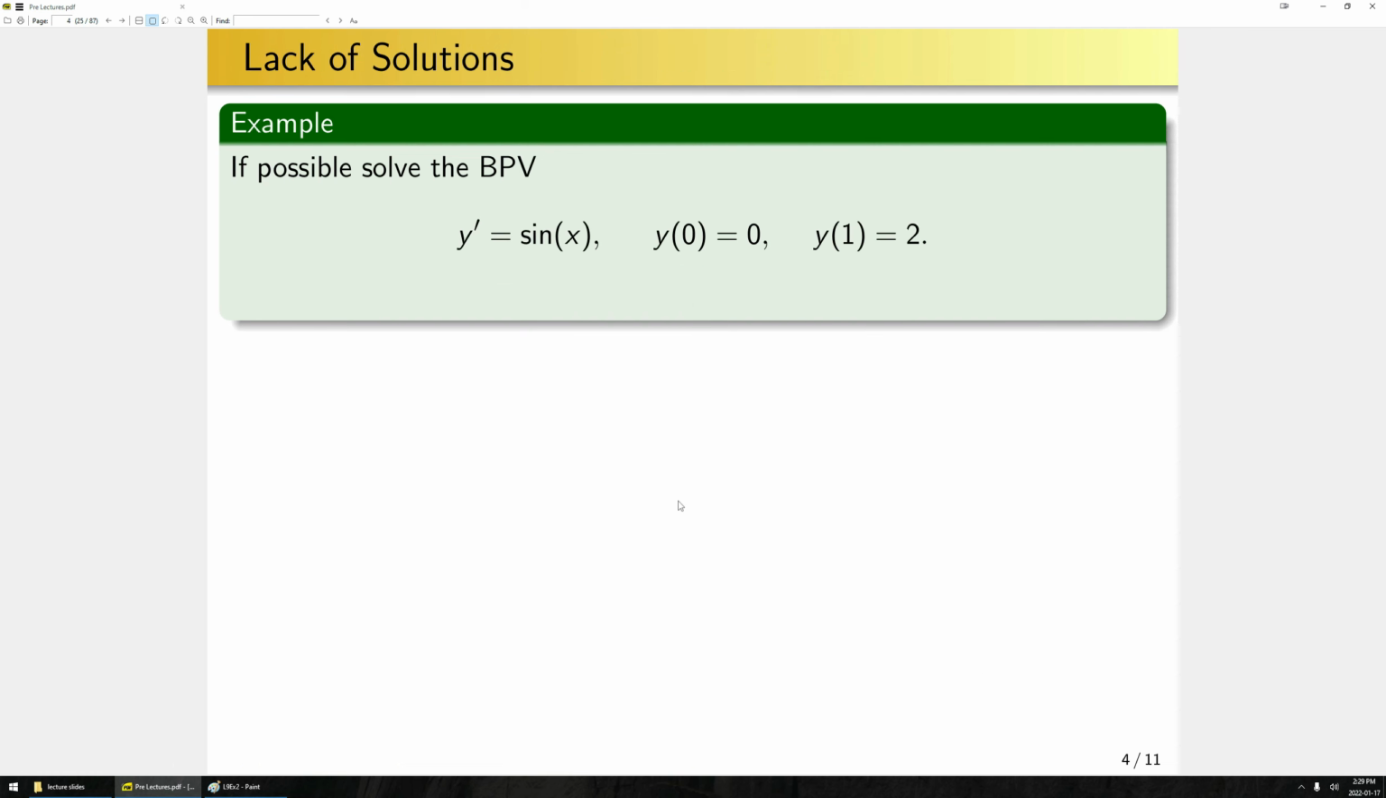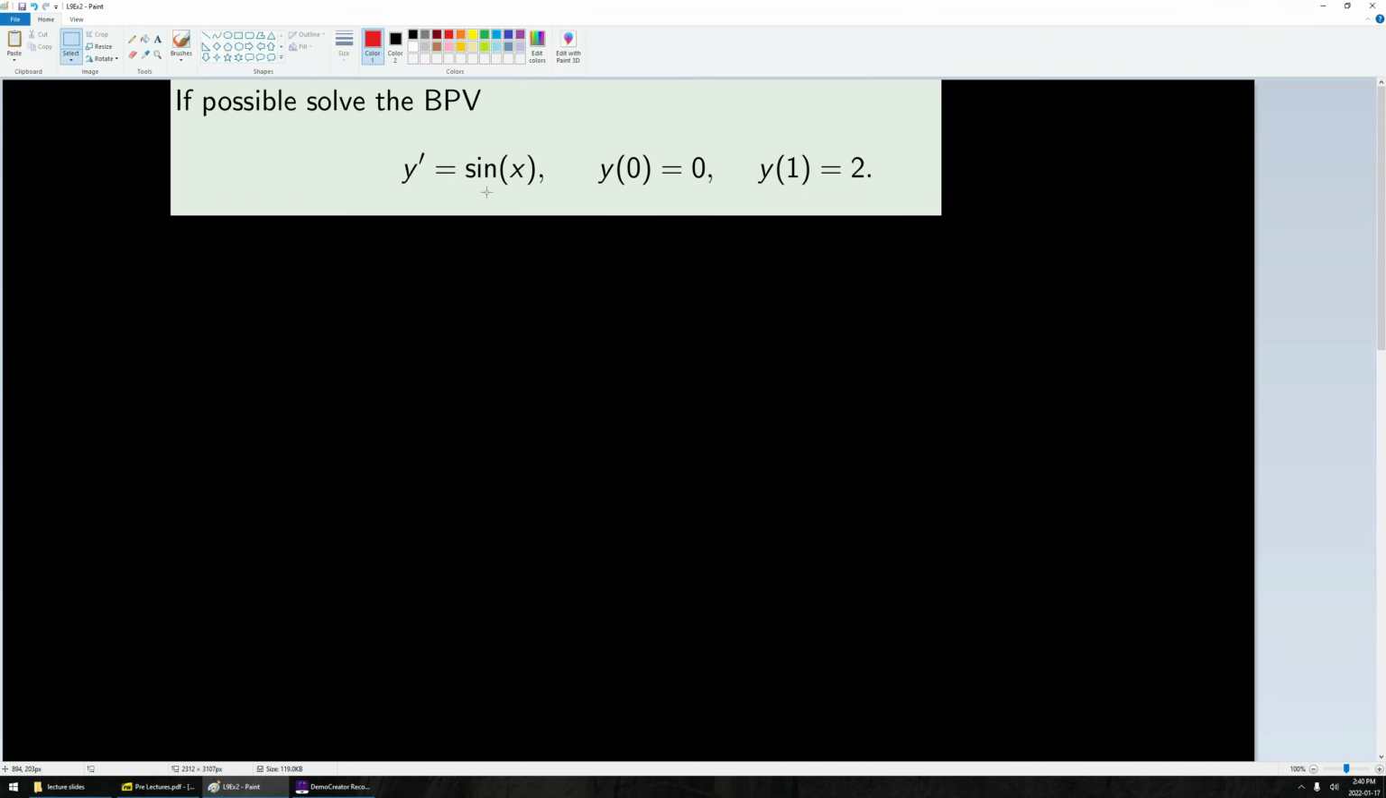Okay, so now let's look at a different problem. If possible, solve this boundary value problem. Like before, the first thing I'll do is try to find the general solution to the differential equation. In this case, that's pretty trivial. We can just note that y is simply going to be the integral of sine of x dx. And the integral of sine of x, what's that? Well, that's just negative cosine. So here I'll get negative cosine of x plus some arbitrary constant.